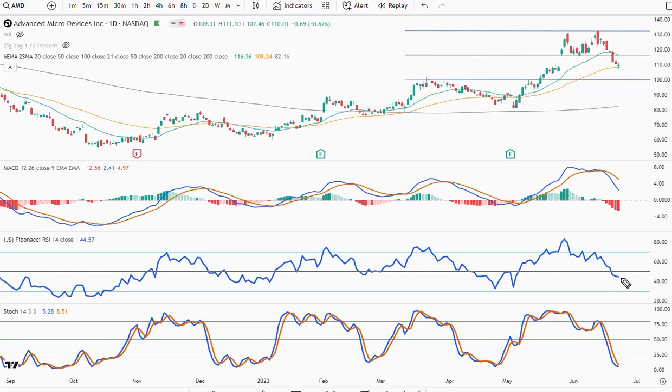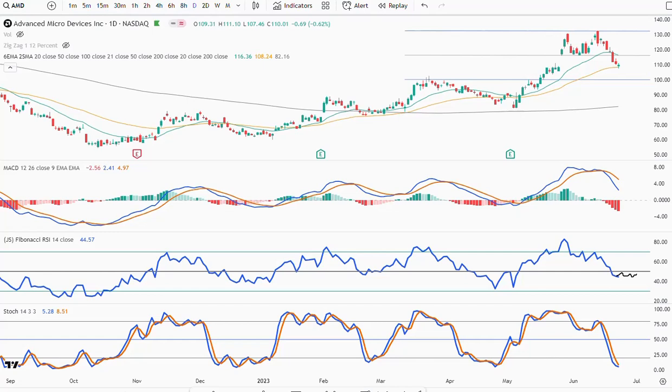The question is, can it reclaim the 50 level? You can see here, it was underneath the 50 level for a short period of time. The question is whether it's going to be something like this, or whether we're going to see a longer period of time where RSI remains below the 50 level. If so, then I could see further weakness.